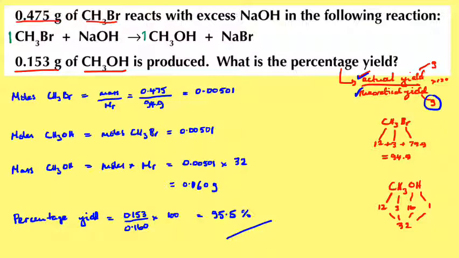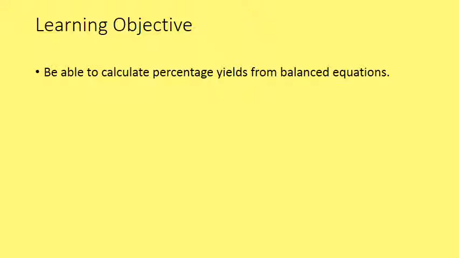So that brings us to the end of this video lesson. Let's make sure that we've covered our learning objective, which was to be able to calculate percentage yields from balanced equations. We've done 3 or 4 examples to make sure we can do that. So I think we can give ourselves a tick here and be happy enough to move on.